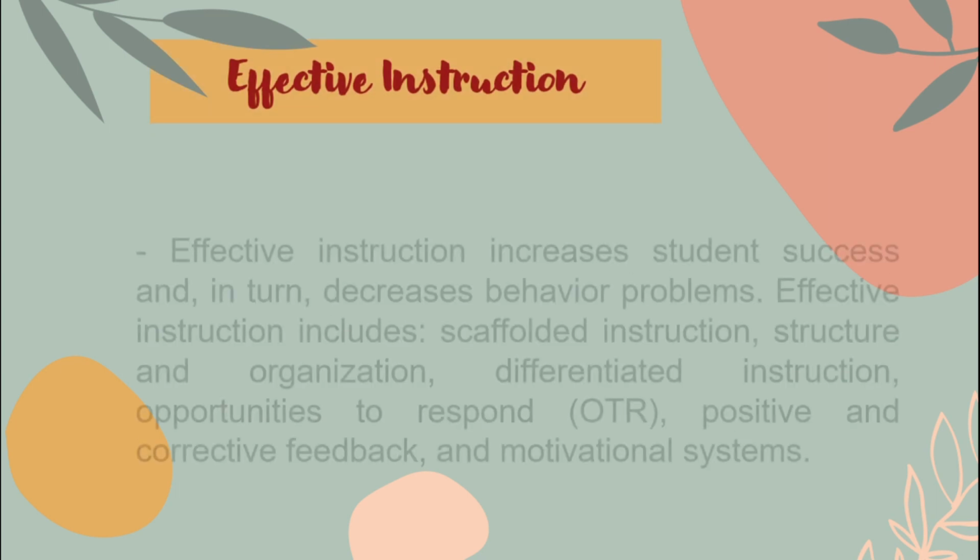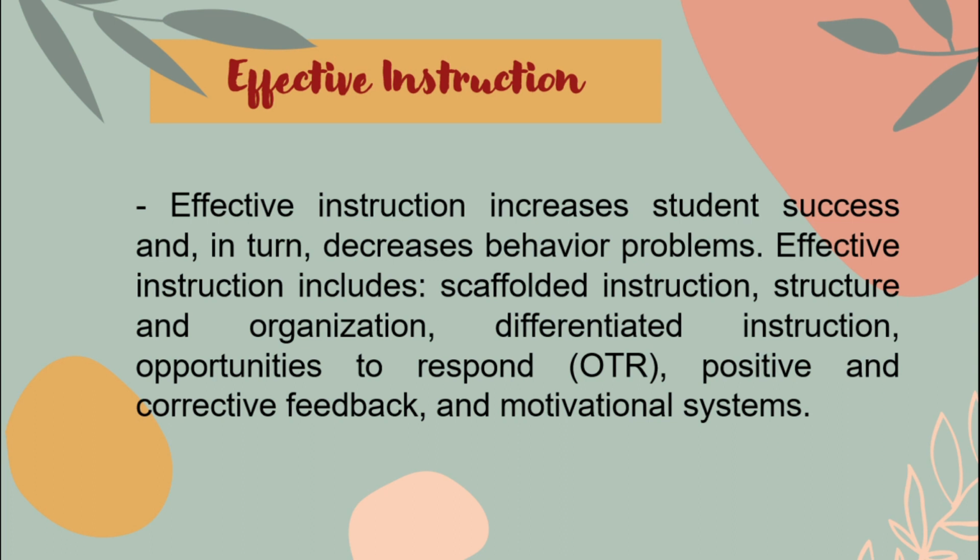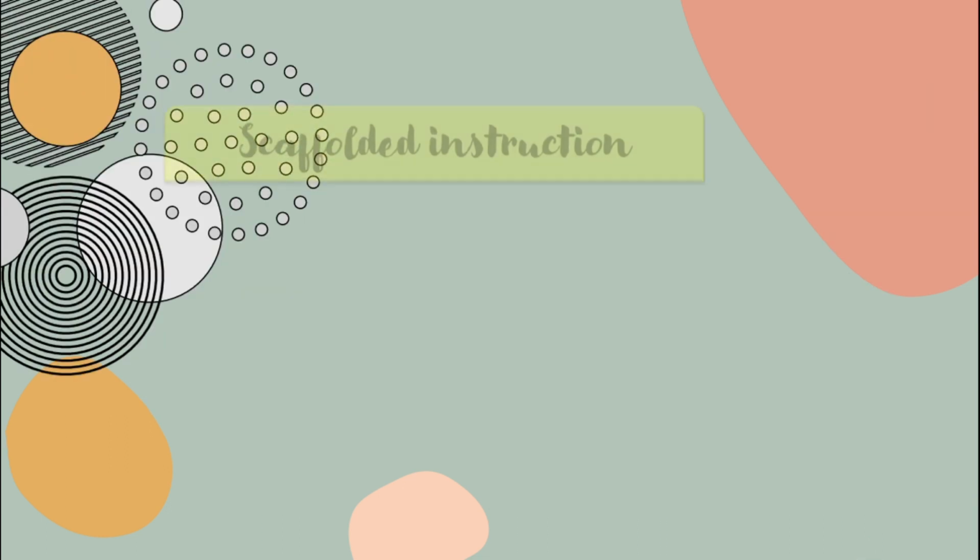Another approach to behavior management is effective instruction. Now, effective instruction increases student success and in turn decreases behavior problems. Yes, true. Because if we are effective in delivering the lesson and the instruction is effective, then the positive behaviors are more likely to occur. Now, effective instruction includes scaffolded instruction, structure and organization, differentiated instruction, opportunities to respond or OTR, positive and corrective feedback, and then motivational systems. Let's talk about scaffolded instruction.